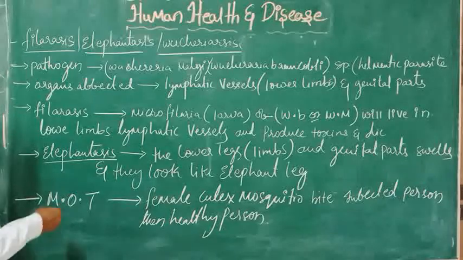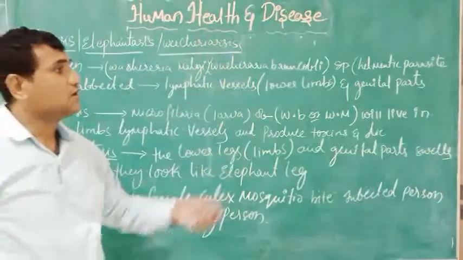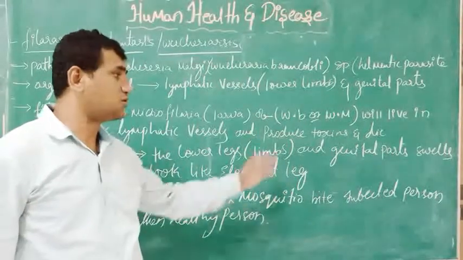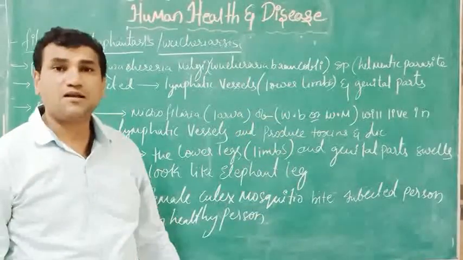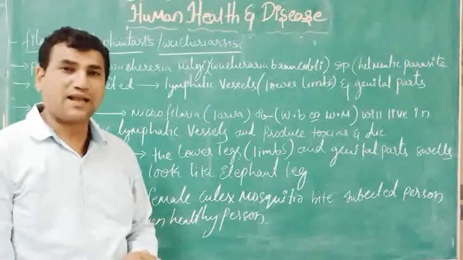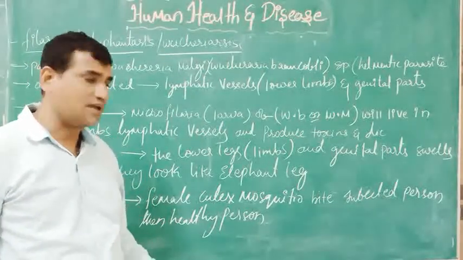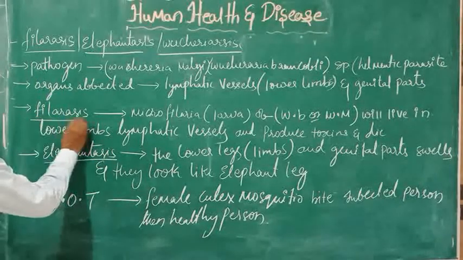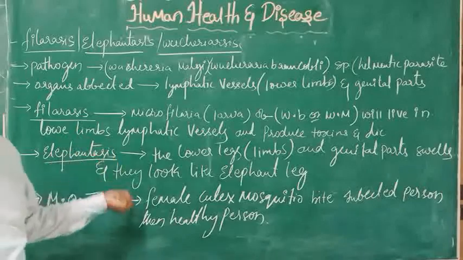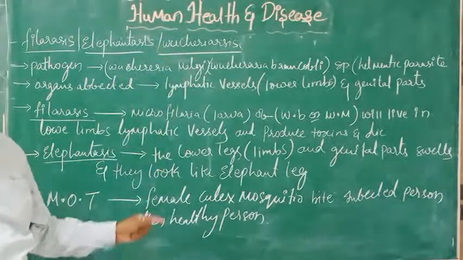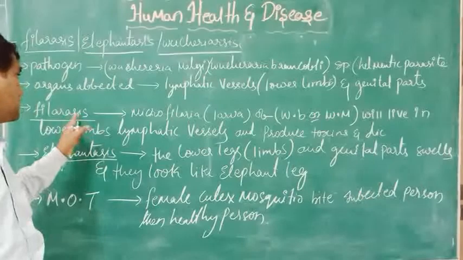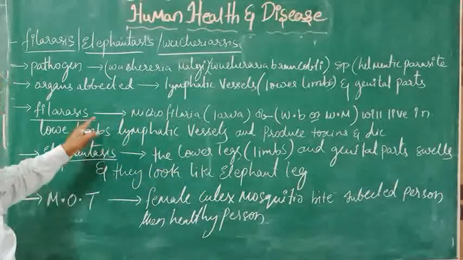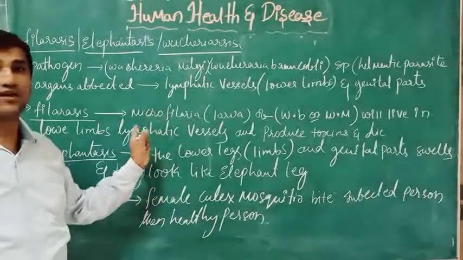So what happens? Already we have discussed that most of the parts will be swollen because of the toxins produced by them, which creates a leg almost like an elephant leg. So it is called elephantiasis, and it is also called filariasis because the microfilaria larva of Wuchereria bancrofti or malayi is responsible for this disease.